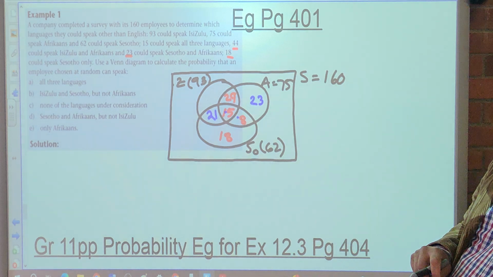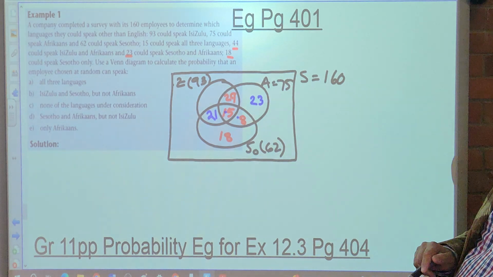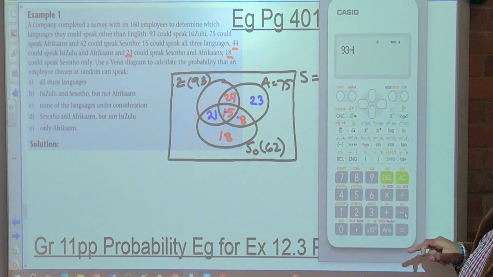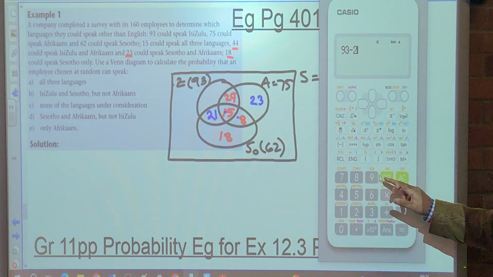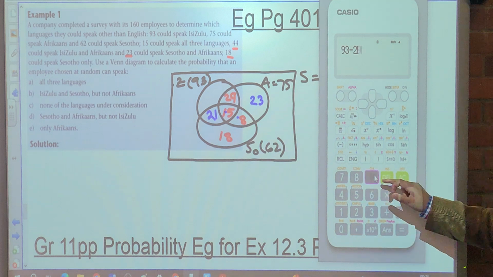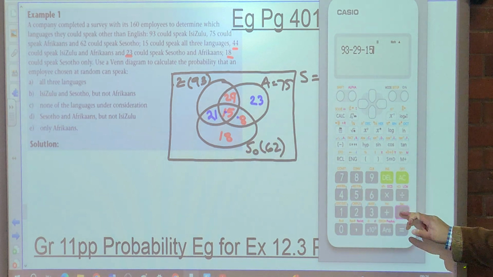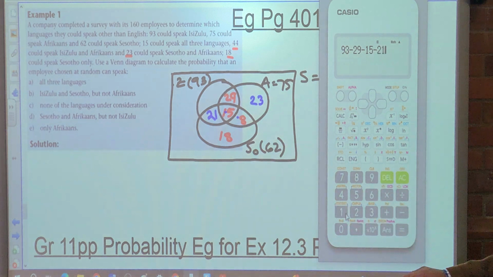Okay? So what can be calculated now? Zulu only. So how do I do that calculation? 93 minus 29 minus 15 minus 21. That gives me an answer of 28.